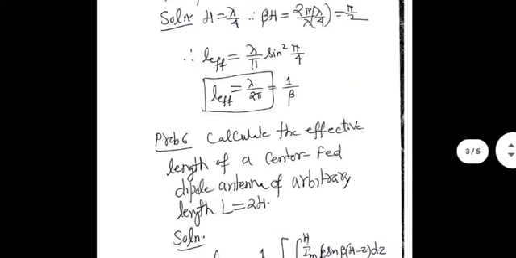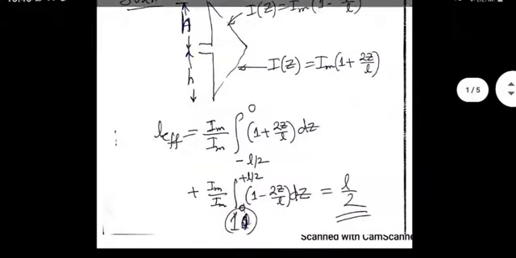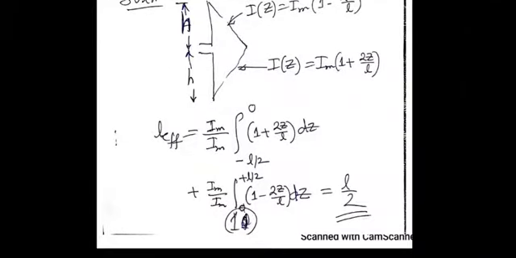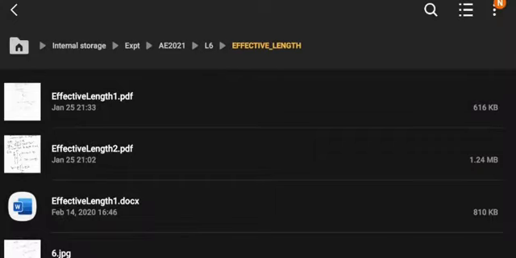I'll double check this calculation, but the basic philosophy is that the definition of effective length can be applied to almost any dipole antenna or almost any monopole antenna. It's not easy to apply the definition for antennas which are of 2D nature, but we'll try our best when we get to 2D antennas.